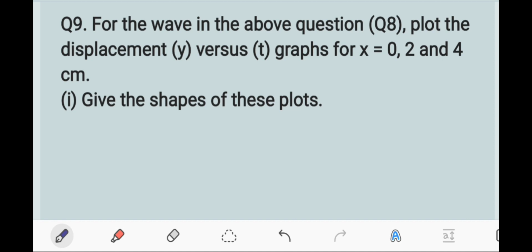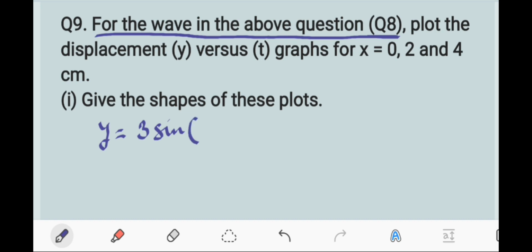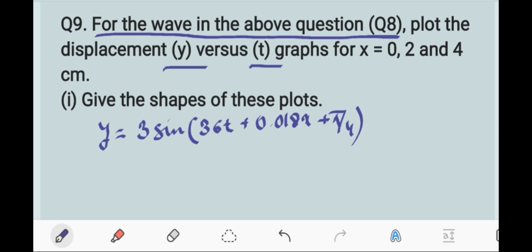Now the next question is on the screen, students. For the wave in the above equation, that is question number 8, the equation was y is equal to 3 sine of 36t plus 0.018x plus pi by 4. This was the equation that has been given. Now plot the displacement y-t graph for x equal to 0, 2 and 4.